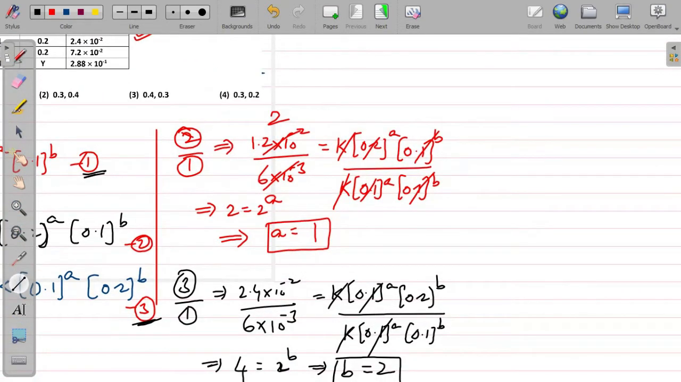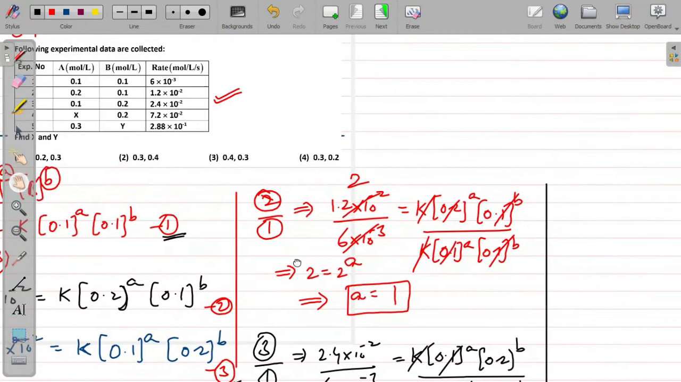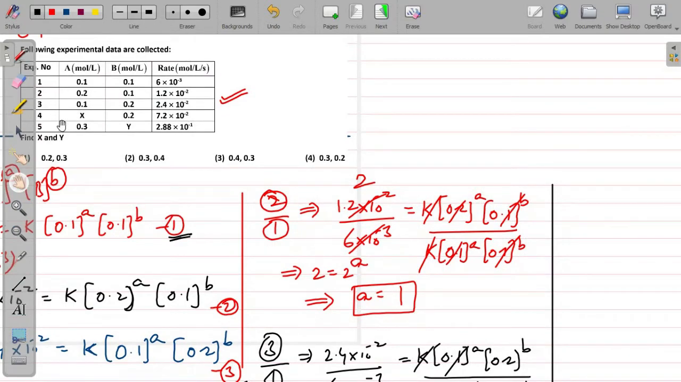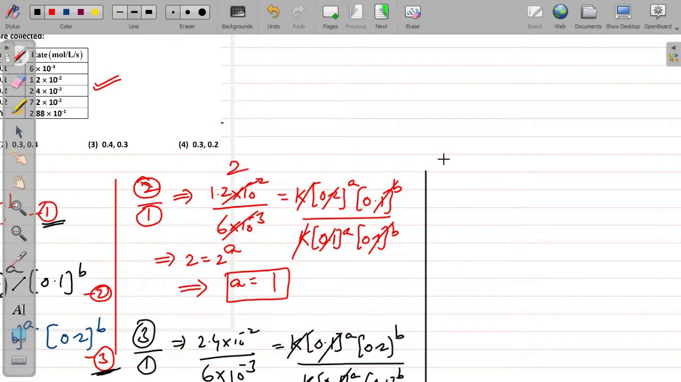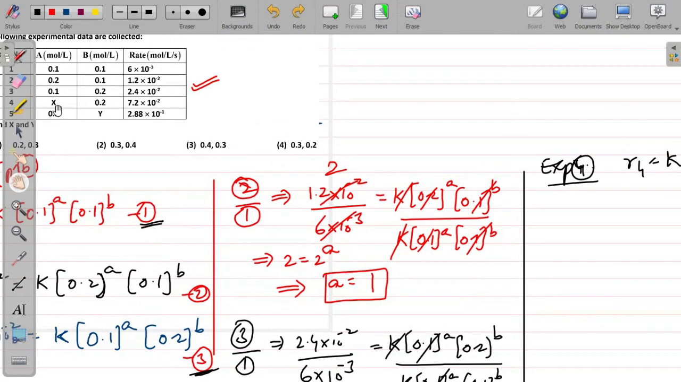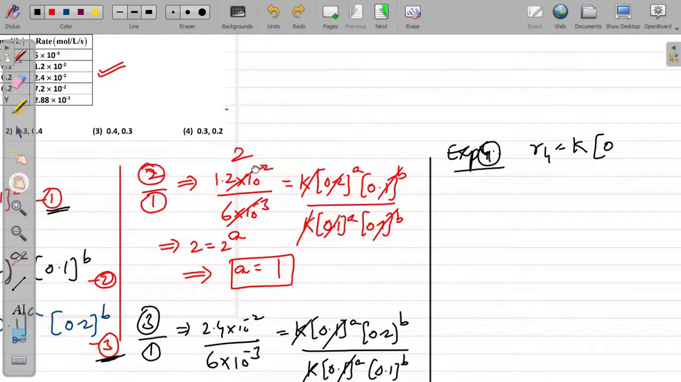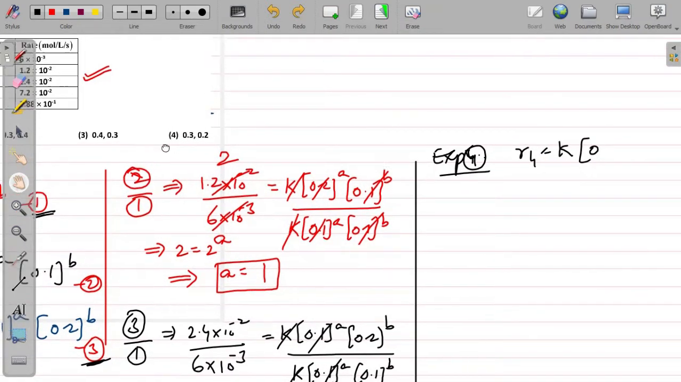Now I'll take experiment 4 and experiment 3. For experiment 4, I can write the equation as R4 is equal to K into x, what is given, x we have to find out. So x, and [B] is 0.2. So let's write that one.